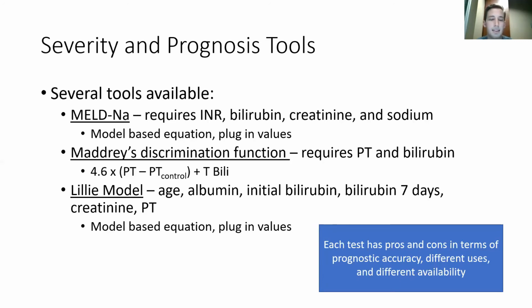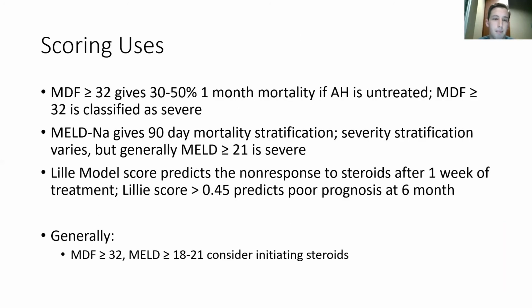And then the Lille, it's similar to the MADRS, but it's based on data from a while ago, and they modeled it, so it tells you what kind of prognosis you'll have in 6 months, and it also tells you your potential responsiveness to steroids. Why these are important is because they give you mortality, and they also tell you how severe your episode of hepatitis is. So if you have a MADRS score of greater than 32, or a MELD score somewhere around 18 to 21, that's not super set in stone.